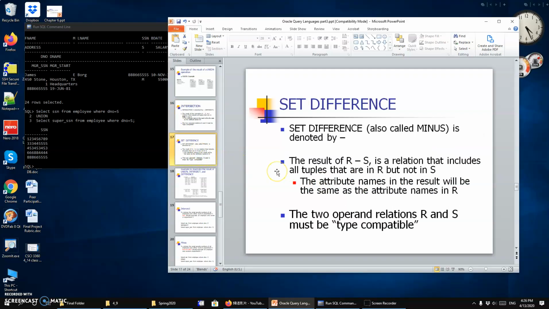The other one is called the set difference, which is minus. So what does minus do? This is actually pretty interesting. The result of R minus S is a relation that includes all tuples that are in R but not in S. The attribute names in the result will be the same as the attributes in R, the first one. Whatever the results, it will follow the first table's attribute names. The two operands R and S must be type compatible.